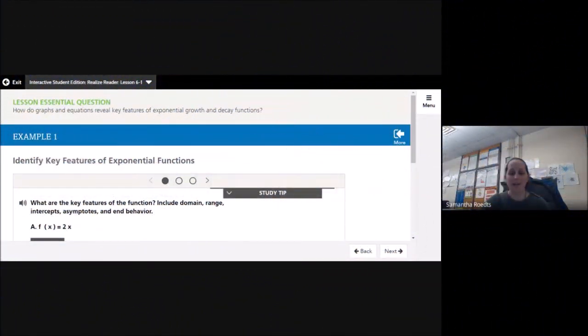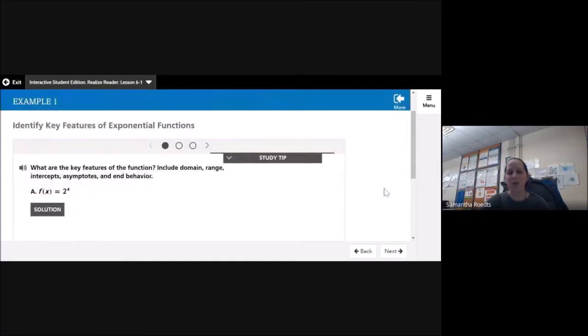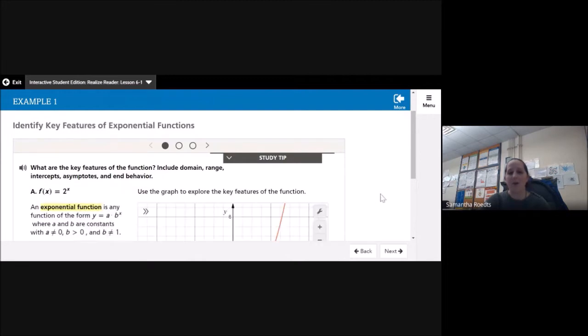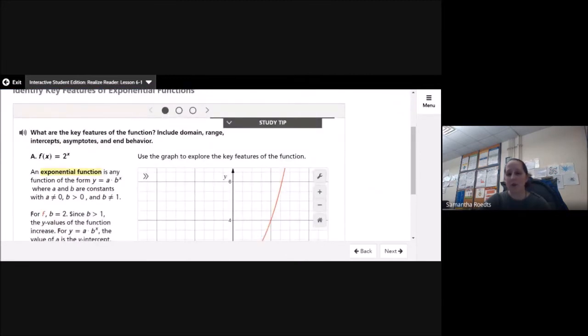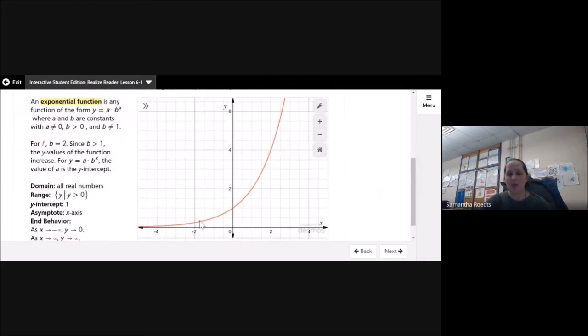Example 1, identify key features of exponential functions. What are the key features of the function? Include domain, range, intercepts, asymptotes, and end behavior. So f of x equals 2 to the x power. I use the graph to explore the key features of the function. So here's the graph below.